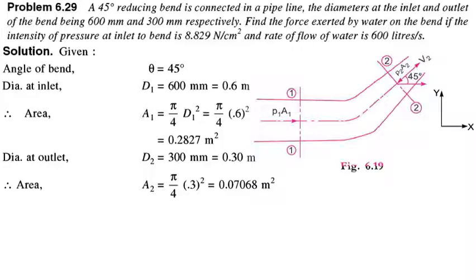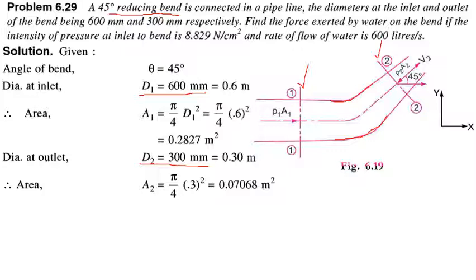If you see the figure, you can see the 45-degree reducing bend is shown in the figure. Then you have the diameters at the inlet and the outlet. The inlet is at section 1 and the outlet is at section 2. The diameters are d1 equal to 600 mm and d2 equal to 300 mm. You have to find the force exerted by the water on the bend if the intensity of pressure at the inlet is 8.829 Newton per centimeter square. The rate of flow is also given as 600 liters per second.